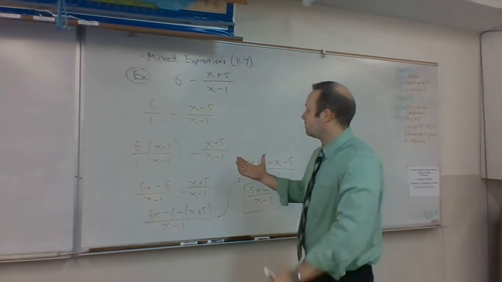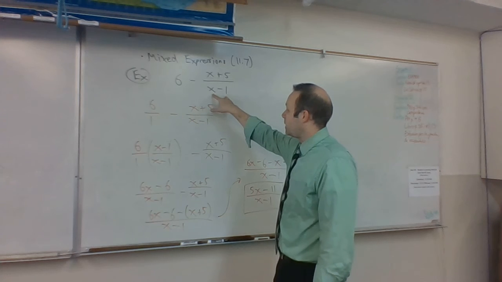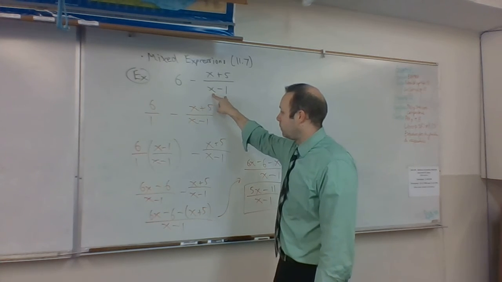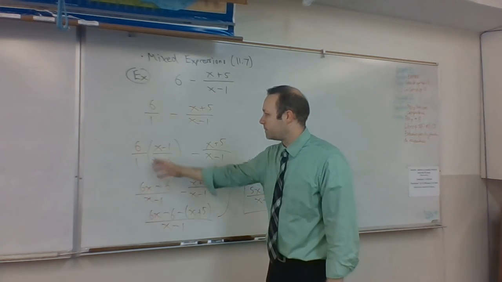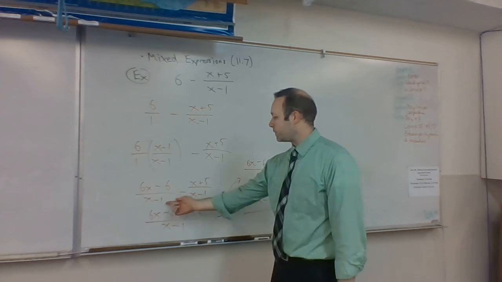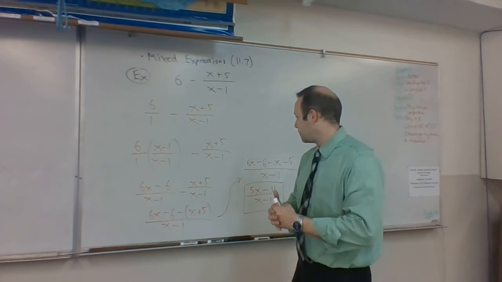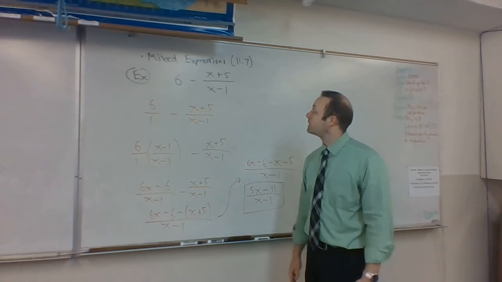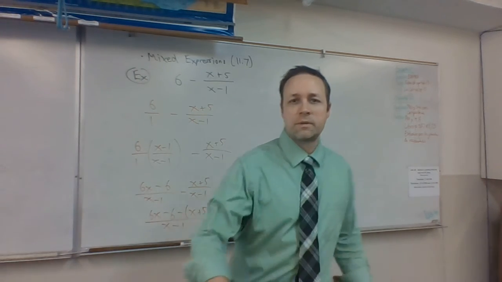The trick again, take the denominator of your rational expression, multiply it top and bottom by your non-rational part. That will give you matching denominators so you can combine. So that's mixed expressions.